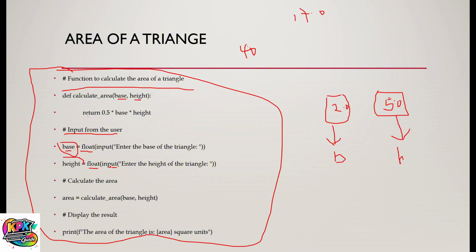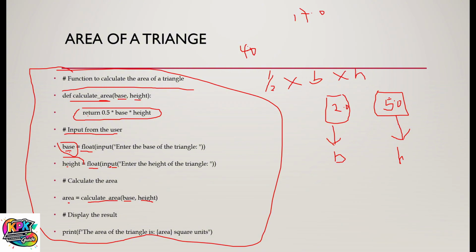This is the formula for calculating the area. So area is calculate area. What we are saying is that we are calling the function that we created here, and these are the arguments. Anytime we call this function, it's supposed to have the values of the base and the height and then perform this mathematical calculation. The function is going to return 1 over 2 times base times height.